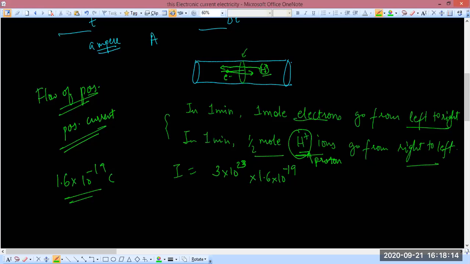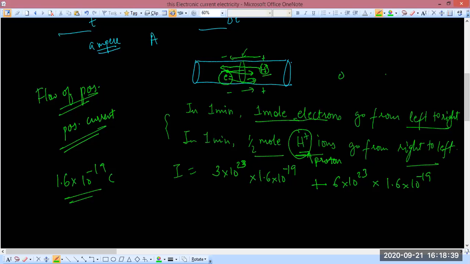But there are also electrons going over there. Positive charge coming from right to left and negative charge going from left to right will add to it. Plus how much charge, how many electrons are going? 1 mole of electrons. So that will be this much for the electrons. I hope you understand why.